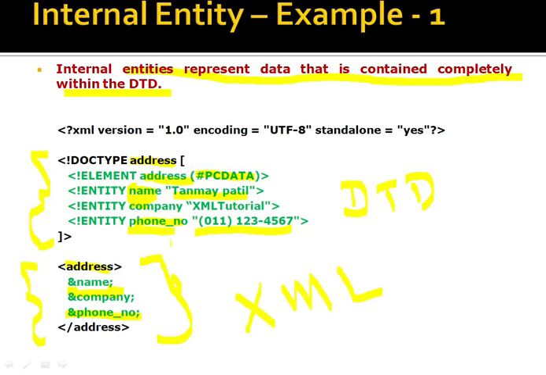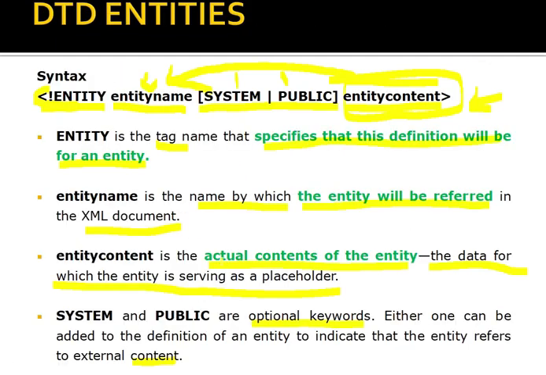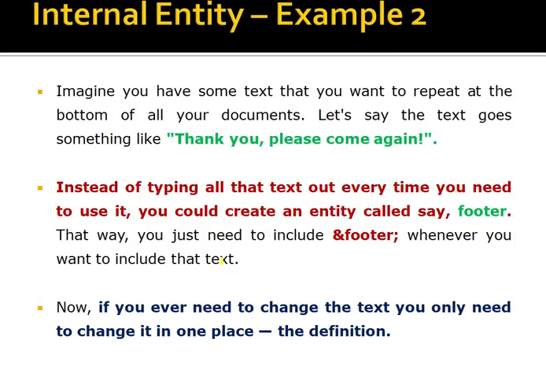When the parser validates this XML document, what will happen? The entity names, here we have three entities, name, company and phone number, are replaced with the actual entity content. So we saw that the purpose of an entity is to hold special characters or content that you want to replace in the XML document. So that is an internal entity.